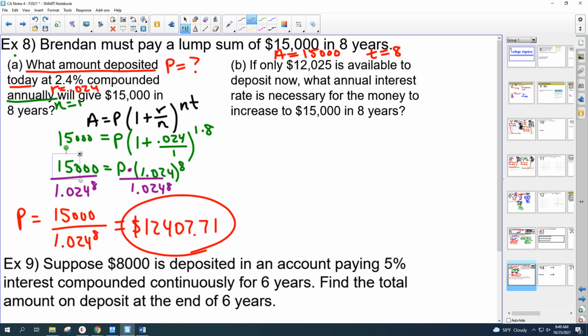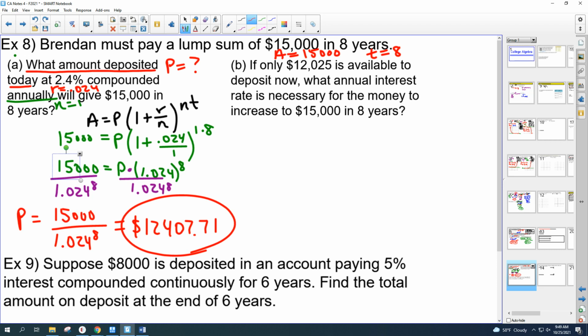Last thing I would do on any of these problems is just make sure your answer makes sense. Does it make sense to have started with that amount, invested it, and ended at 15,000? Yeah, I'd say so. I can't do the math in my head, but I could say that makes sense. Starting at 12,000, ending at 15,000. Okay, yeah, sure.